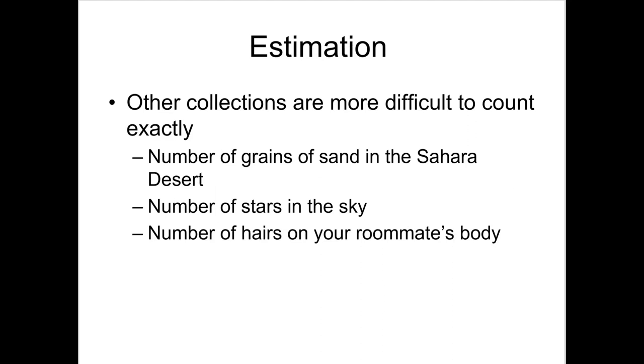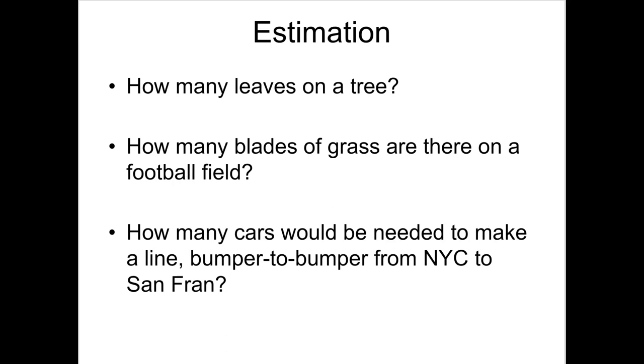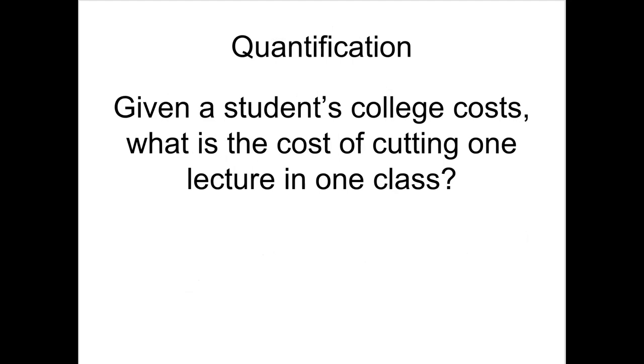So the number of grains of sand in the desert, the number of stars in the sky, or the number of hairs on your roommate's body. So when we estimate, we can ask questions like, how many leaves are on a tree? How many blades of grass are there on a football field? How many cars would be needed to make a line bumper to bumper from New York City to San Francisco? We may not need to know these answers every day, but for our jobs, we might, and we also might just be curious. And it's interesting to think, well, how could we figure these out? And so we do something called quantification.